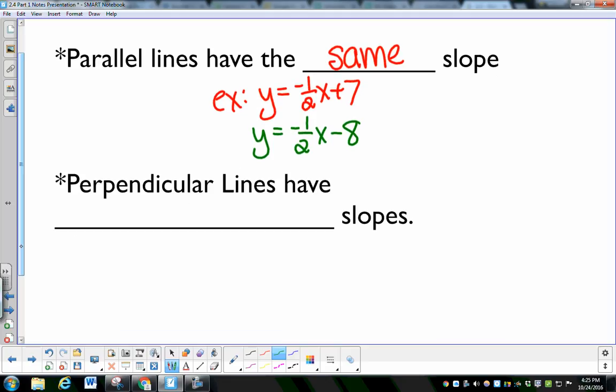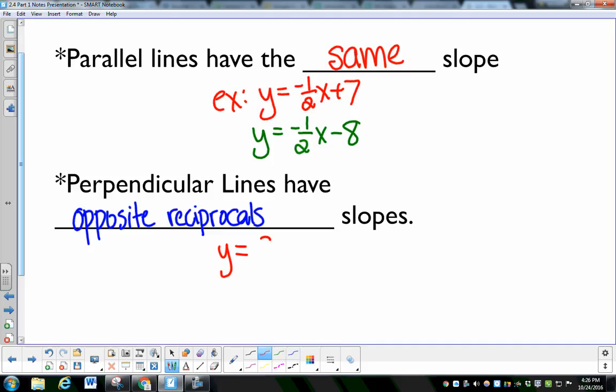Perpendicular lines, on the other hand, have slopes that are something called opposite reciprocals. Opposite reciprocal basically means that it is a fraction. I mean, you can write any number as a fraction. Opposite means opposite sign. Reciprocal means flipped over. So let's look at two examples of lines that would be perpendicular and have opposite reciprocal slopes.